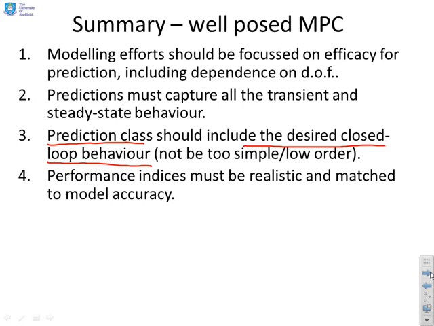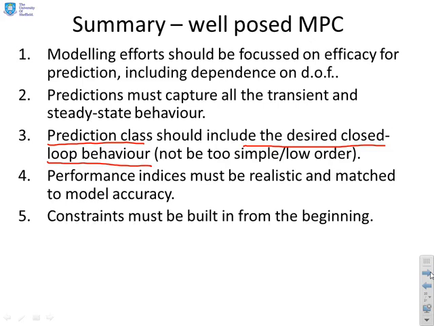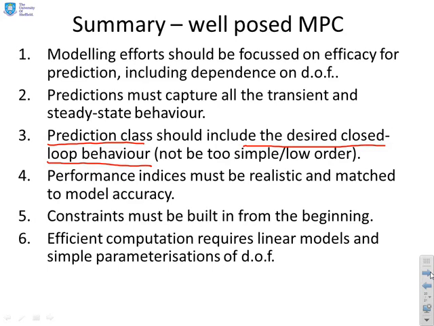Performance indices must be realistic and match to model accuracy. No point having a highly demanding performance index if you've got a pretty poor model. Constraints must be built in from the beginning, because otherwise you can get inconsistent solutions. Efficient computation requires linear models and simple parameterizations of the degrees of freedom.